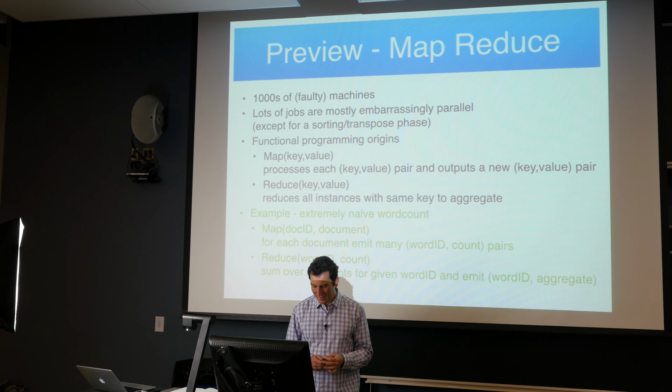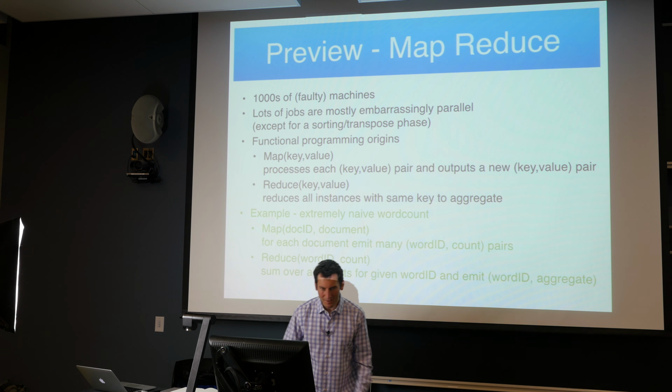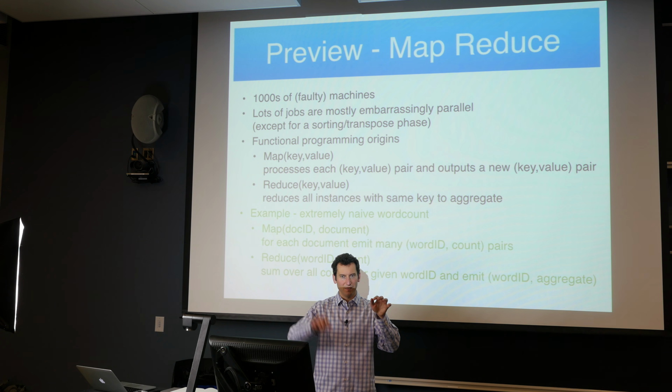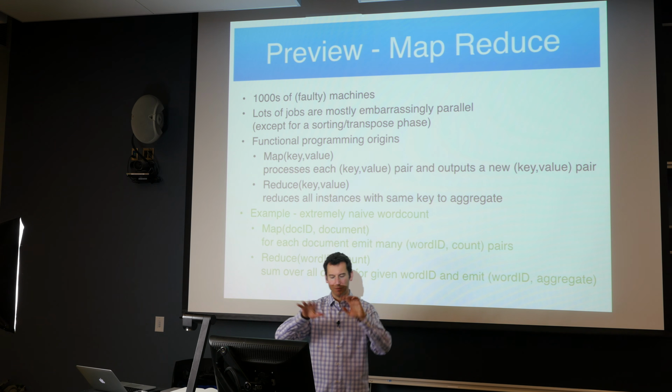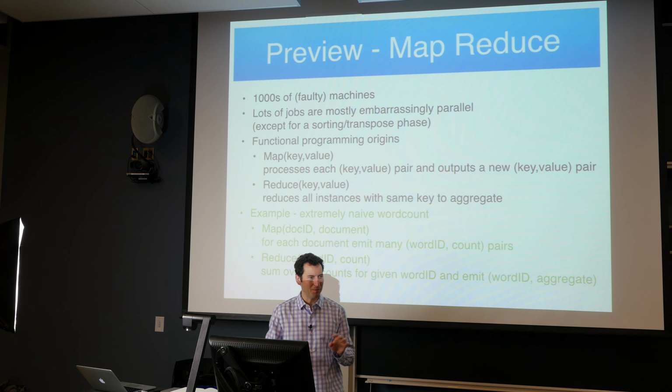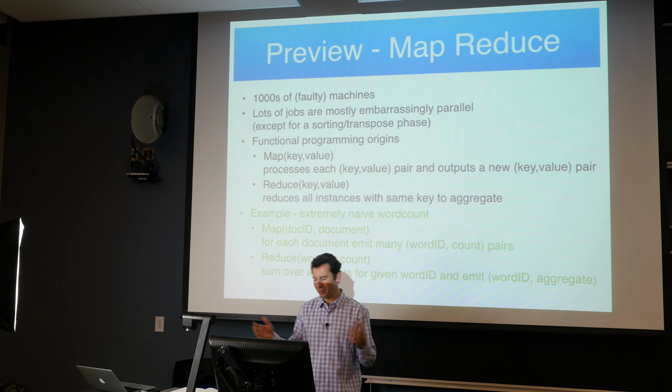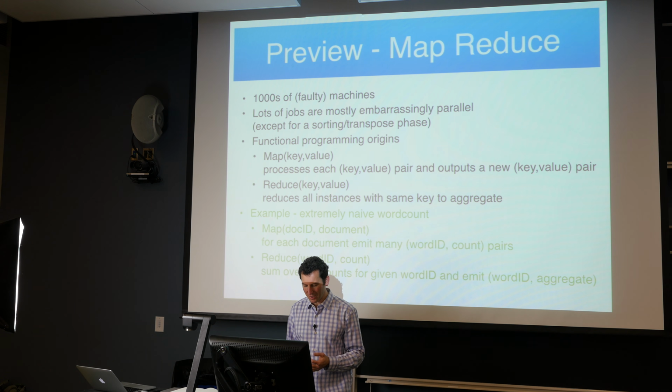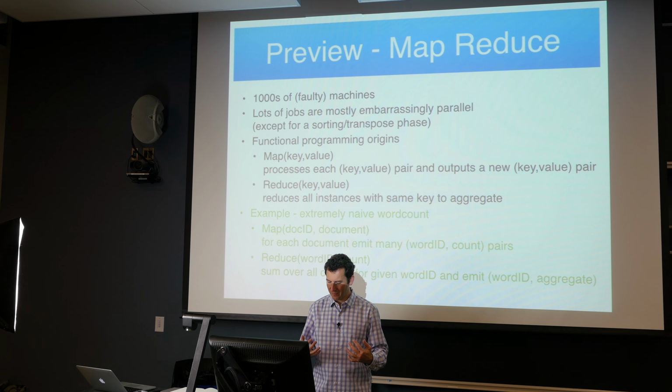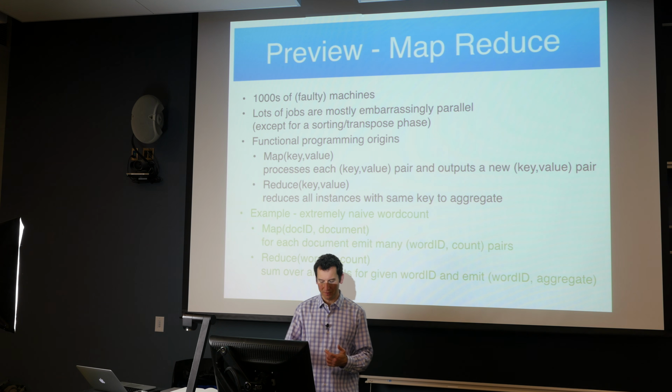But basically, map does the following thing. It takes a key and a value. Key might be a document ID. So in this case, we don't really need it. But in another case, for instance, you might actually have different users and so on. And it emits key value pairs. Let's say, for instance, word ID and count. Word ID is the key, count is the value.